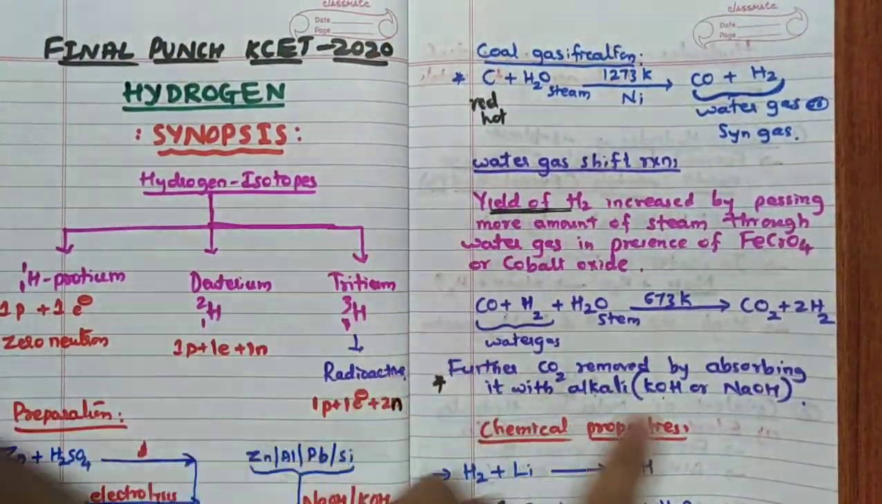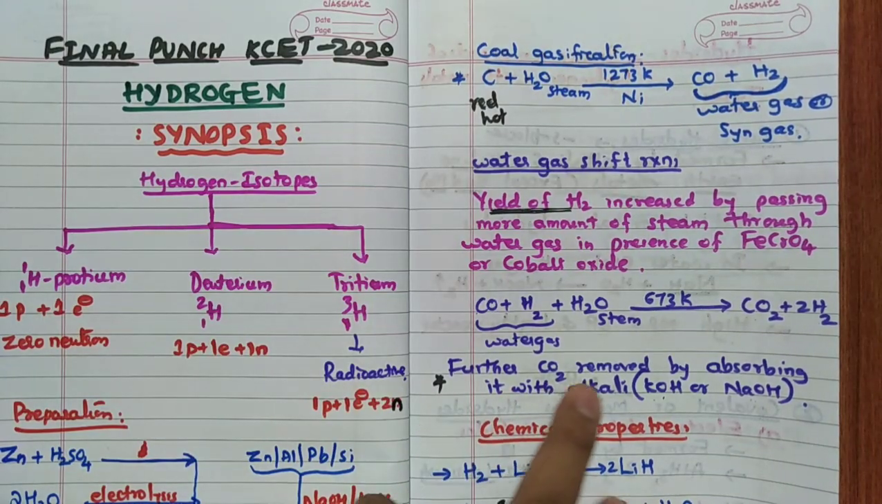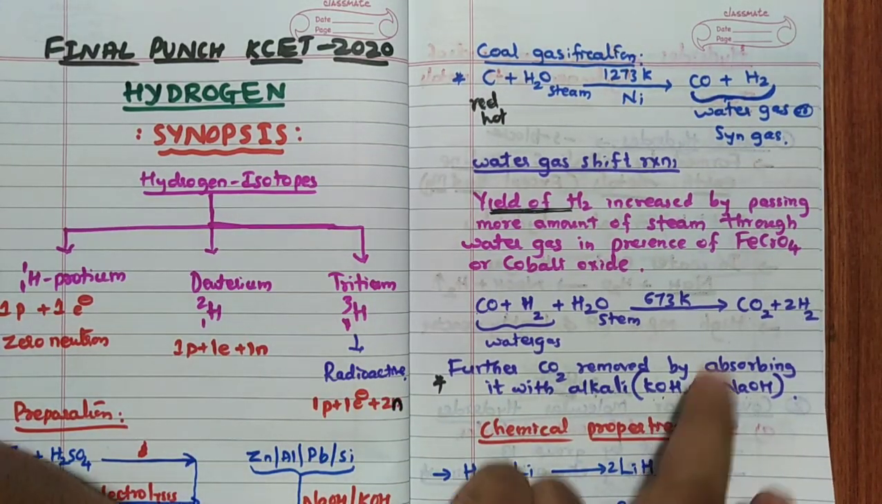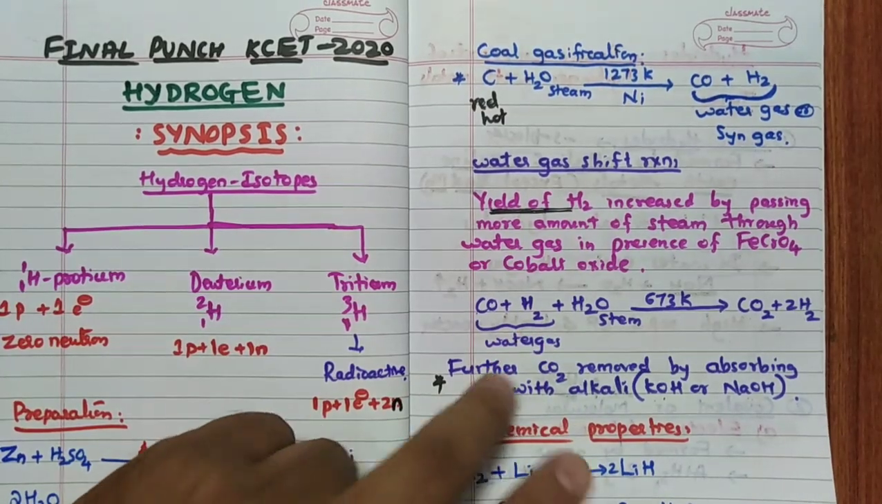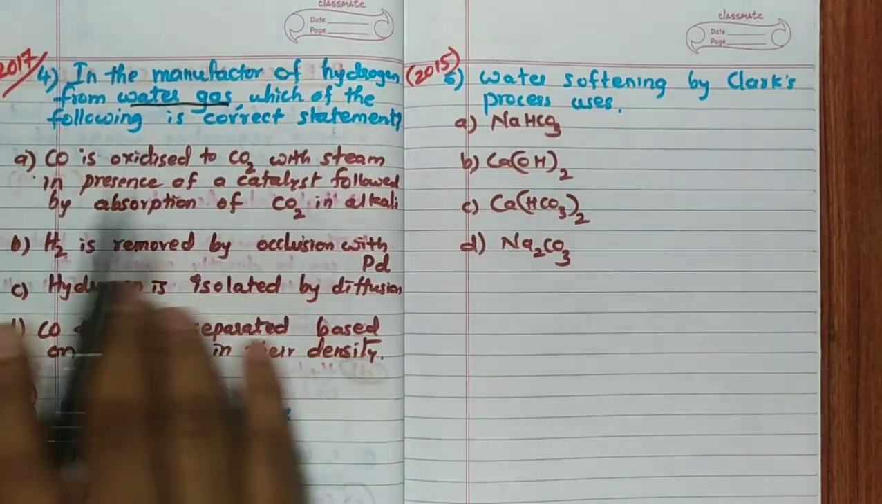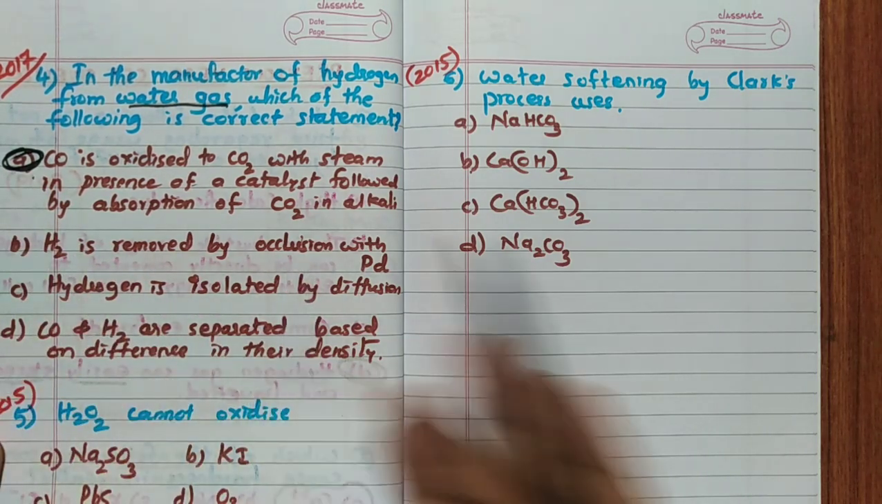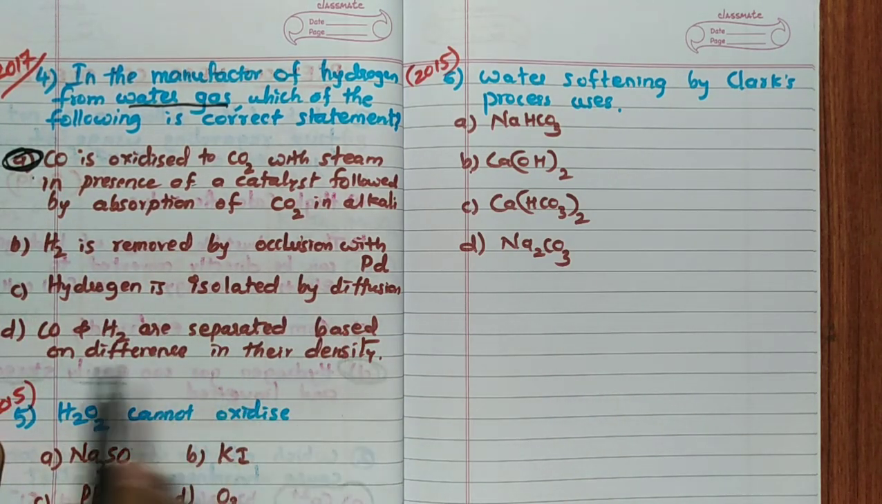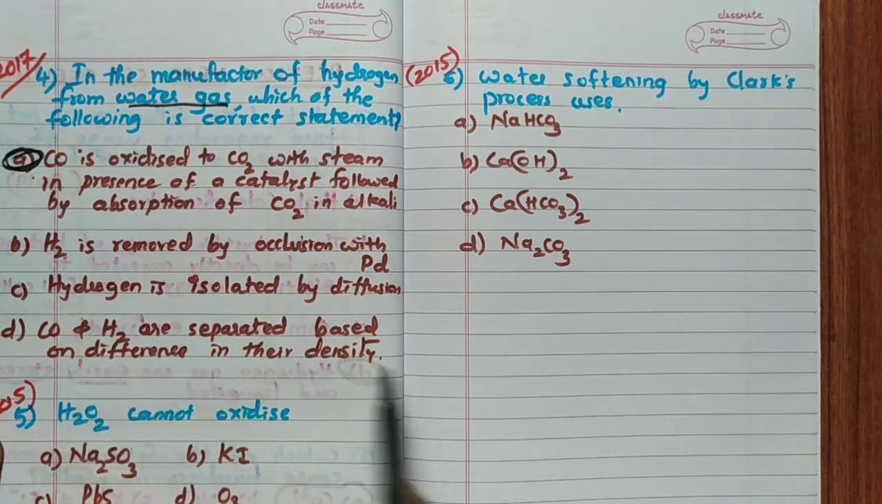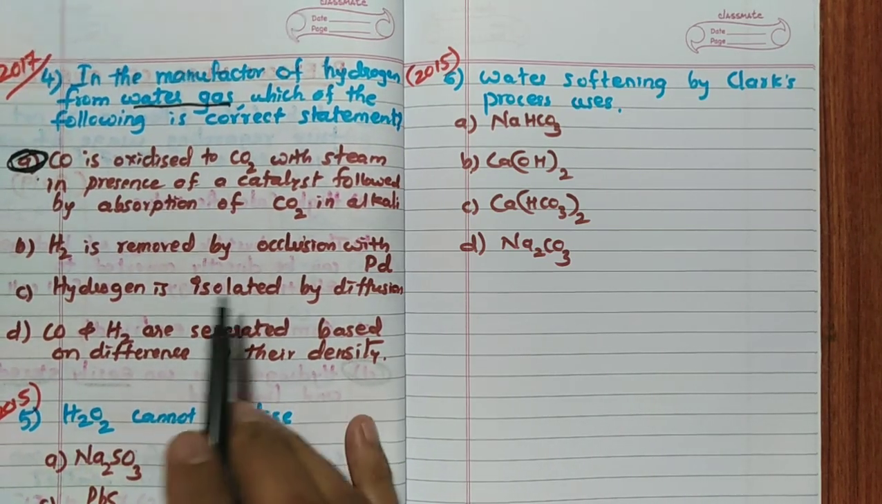I told you that is important. It is asked in the exam. See, further CO2 is removed by absorbing it with alkali. Very important point. Water gas shift reaction. Don't forget. CO is oxidized to CO2 with steam. This is the correct answer actually. H2 is removed by occlusion is wrong. Hydrogen is isolated by diffusion is wrong. CO and H2 are separated based on difference in their density is also wrong. So the correct answer is A.